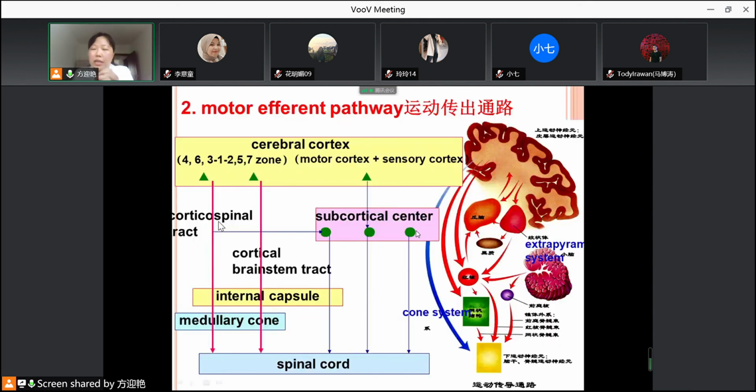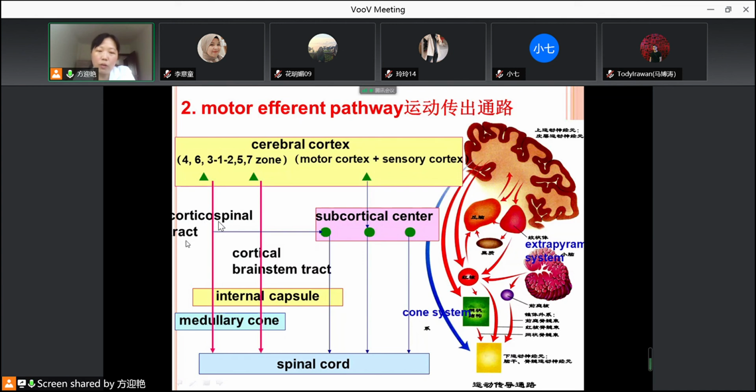Here we just talked about the cerebral cortex, whose major function is also to control the motor area. The cerebral cortex also has descending nervous fibers. In the nervous fibers, we can see there are many pathways, like the motor efferent pathway. The motor efferent pathway comes from the cerebral cortex.